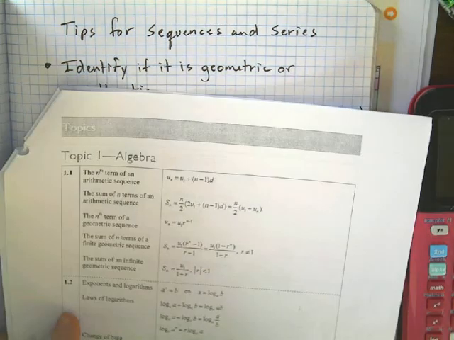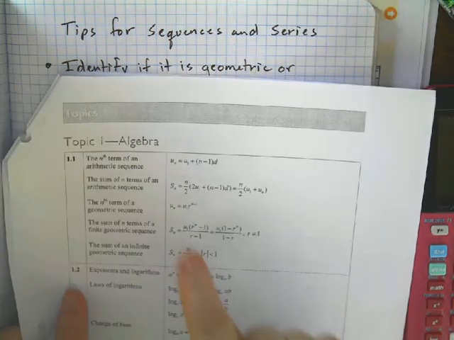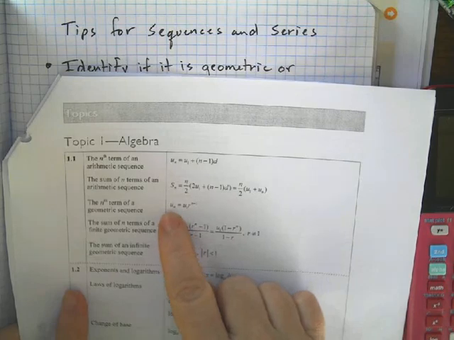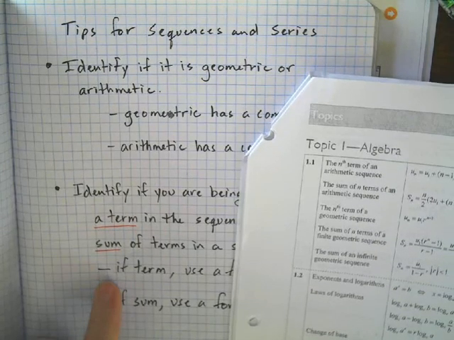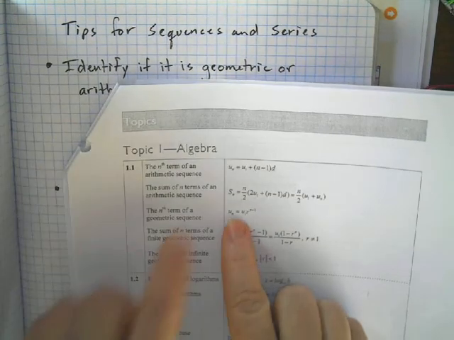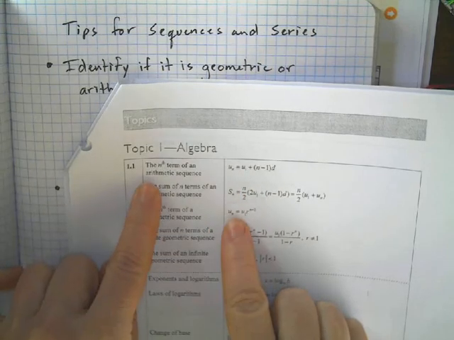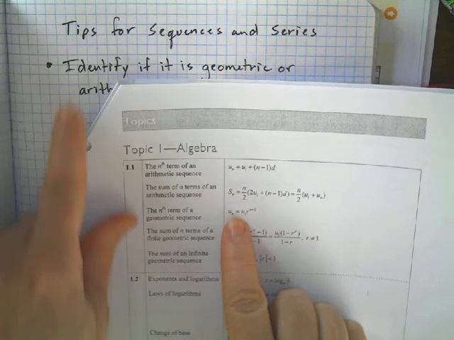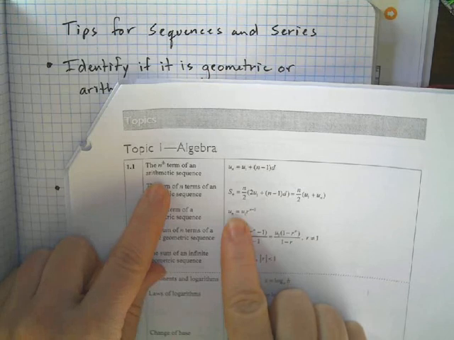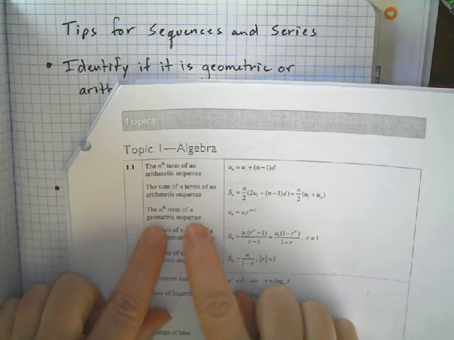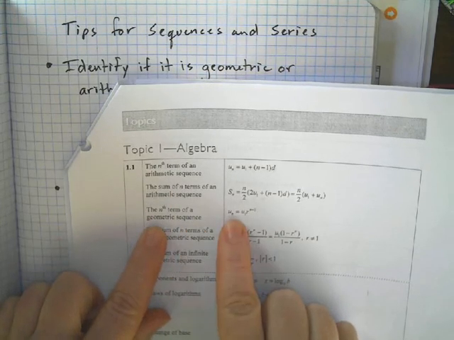Notice our formulas here. Two of them start with a U. These are if you're looking for a term. So if you're looking for a term, you're going to use either this one or this one. And notice the first one is for arithmetic. So that's the first tip: was it arithmetic or was it geometric? And then this one is for a geometric term.